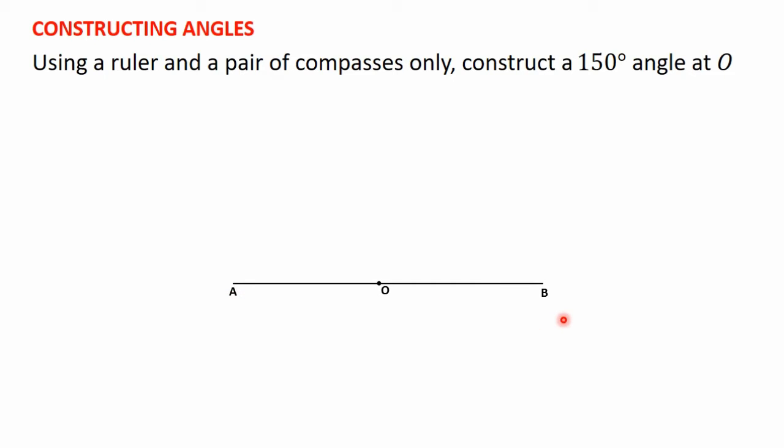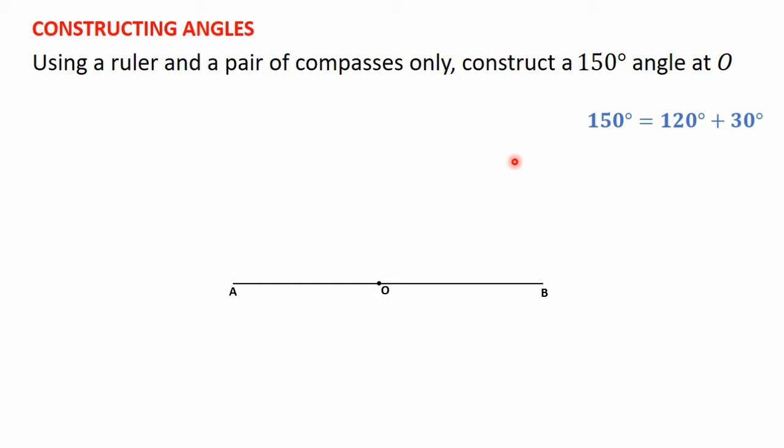So we have the line AB here, and this is point O, which falls on the line AB. We are going to construct a 150 degrees angle at point O. 150 degrees is equal to 120 degrees plus 30 degrees. So to get a 150 degrees angle, we will first construct a 120 degrees angle. Then we will bisect the remaining 60 degrees to get the 30 degrees. 30 degrees plus 120 degrees will give us 150 degrees.